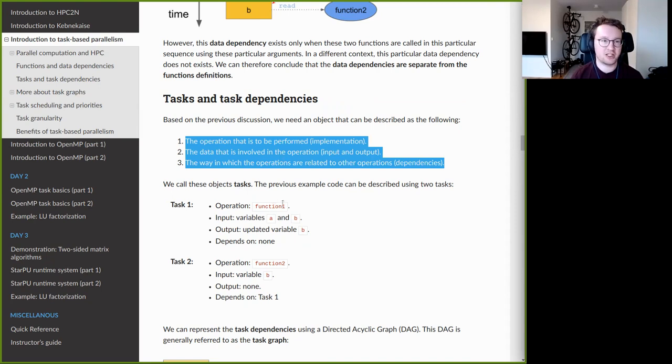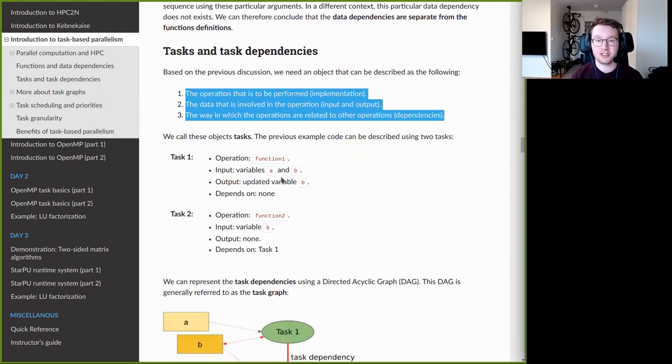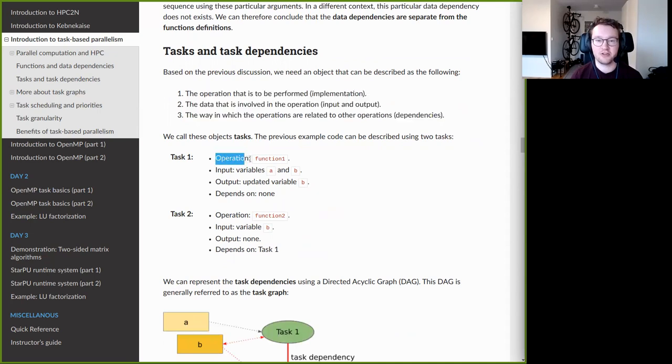And in the previous example, we would have two tasks. For the first task, the operation that is going to be performed is function 1. So function 1 implements task 1. It takes two variables, a and b, as an input, and produces an updated variable b as an output. And it doesn't depend on any earlier task, because this was the first operation to be performed.